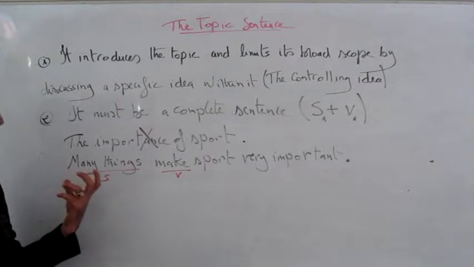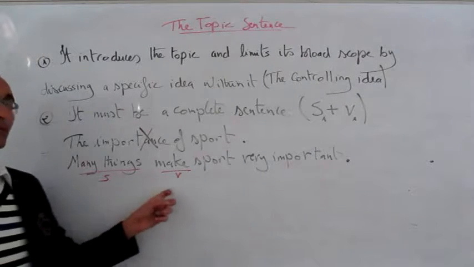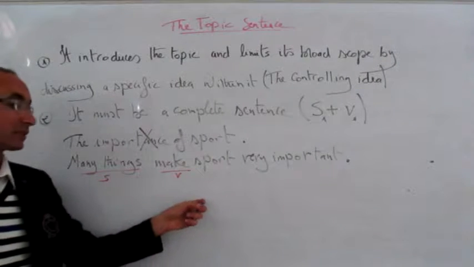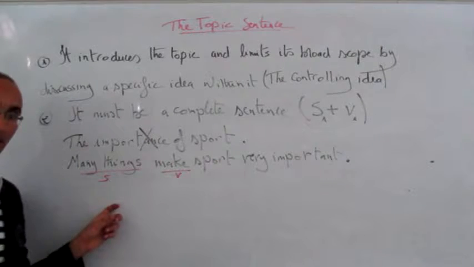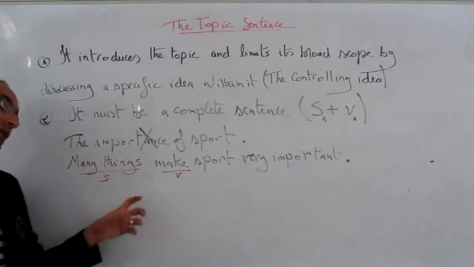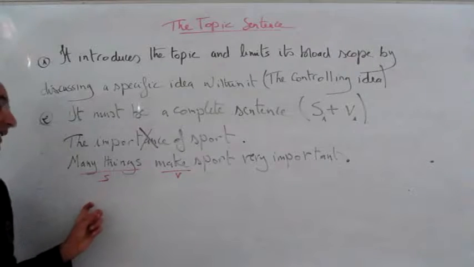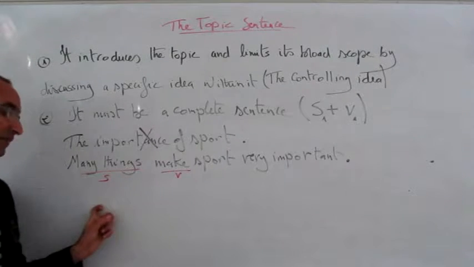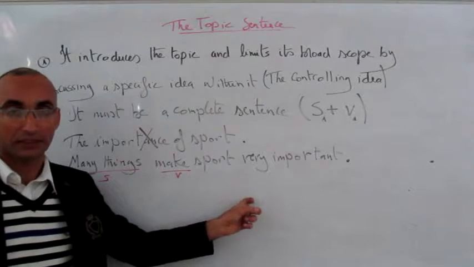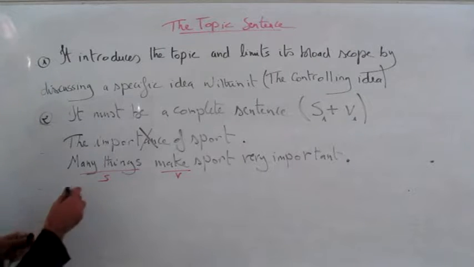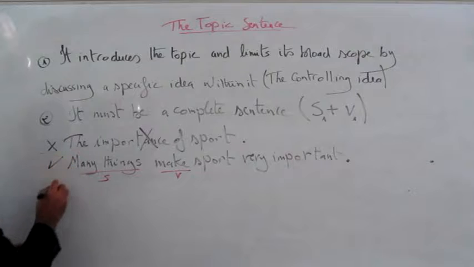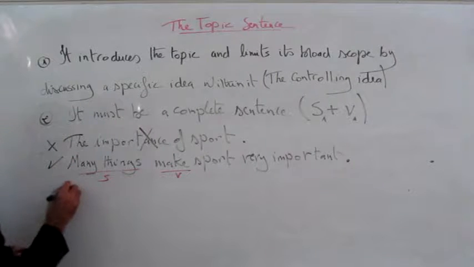For example, the popularity of American movies. Also, it is a wrong fragment or wrong topic sentence because it contains no verb. You can write, for example, many factors lead to the popularity of American movies. That's how this was on the board. This one is wrong, this one is correct. Now, second example.